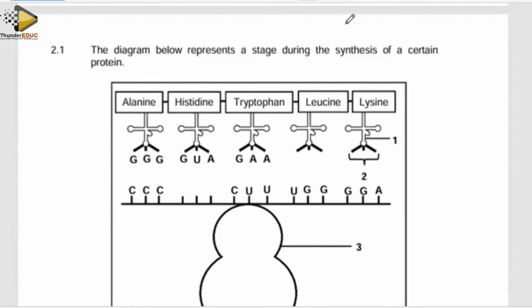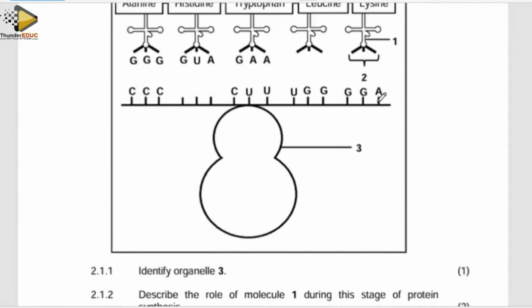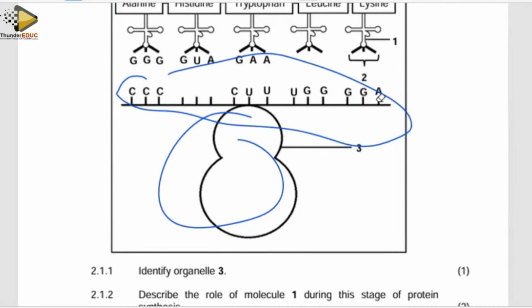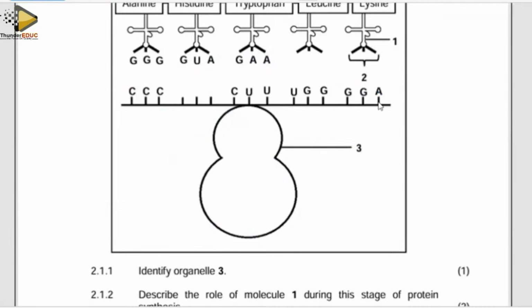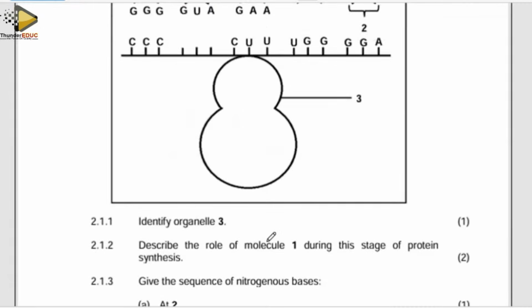The diagram represents the stage for protein synthesis. Okay, so if you look at this, since you see that this is a ribosome and this is a messenger, then automatically this is translation. So it is translation. Now, since that is translation, it means that we identify organelle 3. We say that organelle 3 is a ribosome.